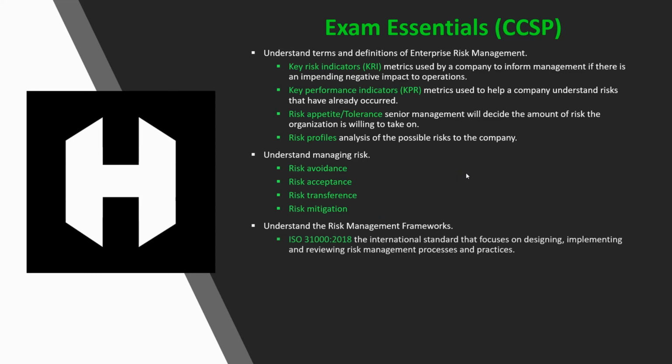So, for example, your ISO 31000, and that's the international standard that focuses on designing, implementing, and reviewing risk management processes and practices. There's your NIST 800-37, and that's the guide for implementing the risk management framework. And what that means is it's basically a methodology for handling all the organizational risk in an accurate and comprehensive manner.